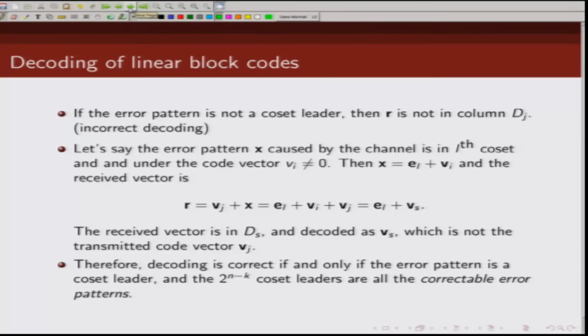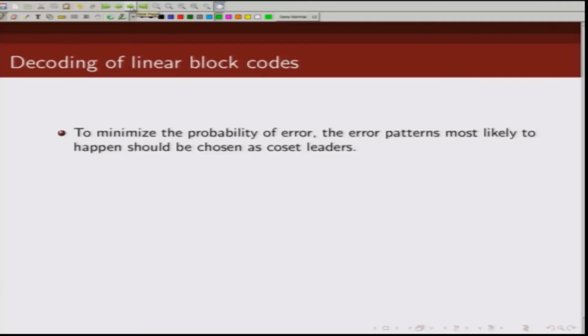And how many such coset leaders exist? We have a total of 2 to the power n minus k. We call these correctable error patterns, because whenever our error pattern is a coset leader, we are not going to make a mistake in decoding, and hence we call these correctable error patterns.